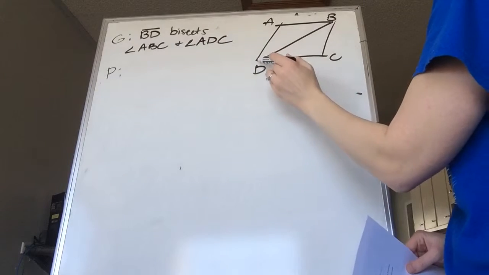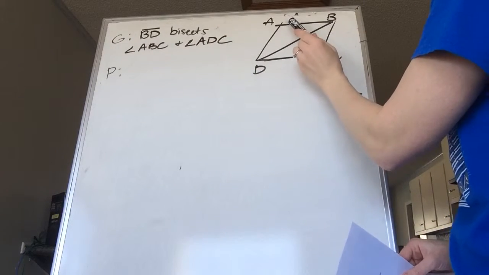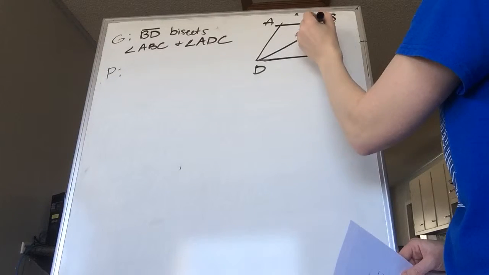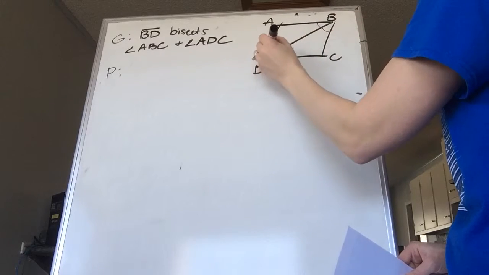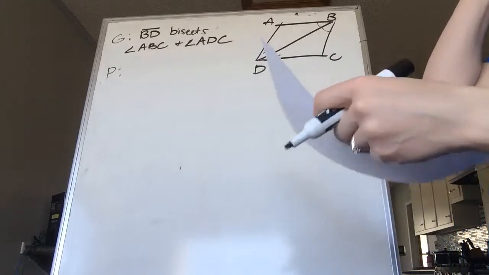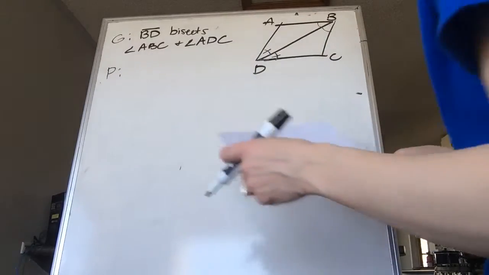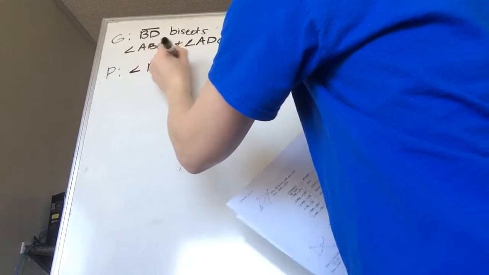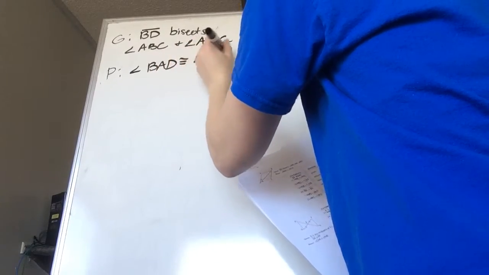So this line segment here, BD, bisects ABC. So that would divide this angle here into even parts. And then ADC, so that would put that in congruent parts because of the definition of a bisector. So we've shown two angles already, but we have to put it on the record, as they said. So we need to prove that angle BAD is congruent to angle BCD.